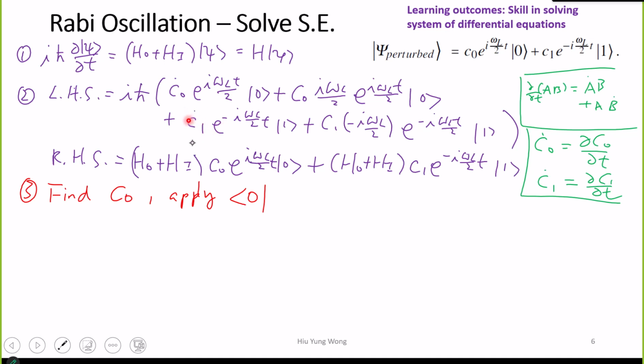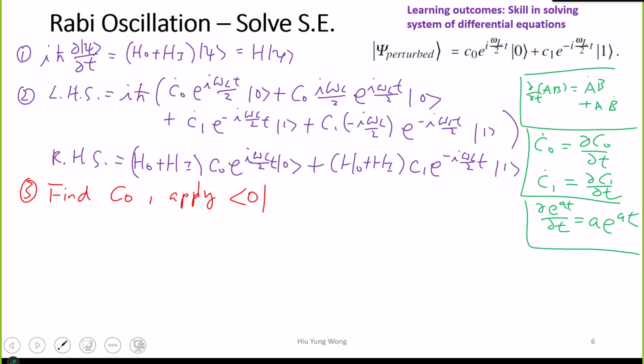I first do the time derivative for C1, I keep the rest. Then I keep C1, I do the derivative for e to the power negative i omega t divided by 2. Then of course I need to take this out, right? Just in case you forgot also, d e to the power at dt is just equal to a times e to the power at, if you forgot. Okay, that is what I'm doing here. Is that clear?